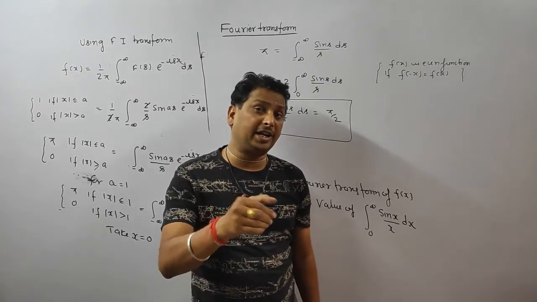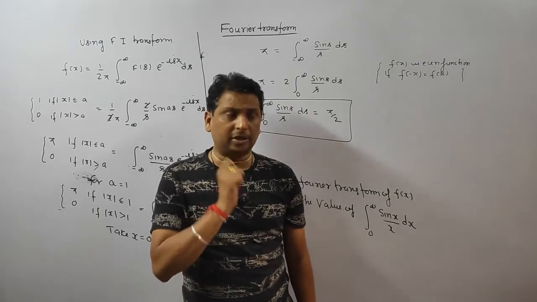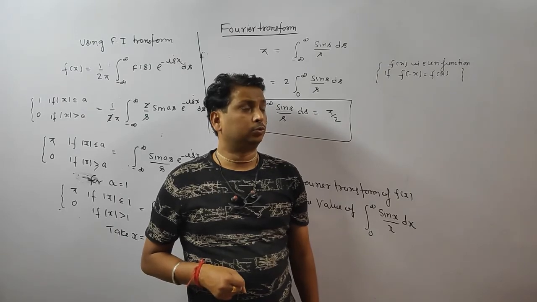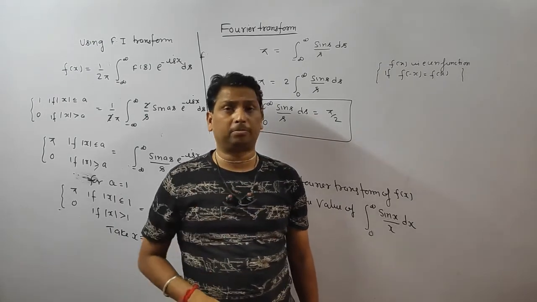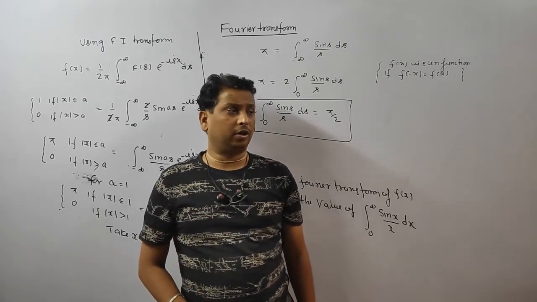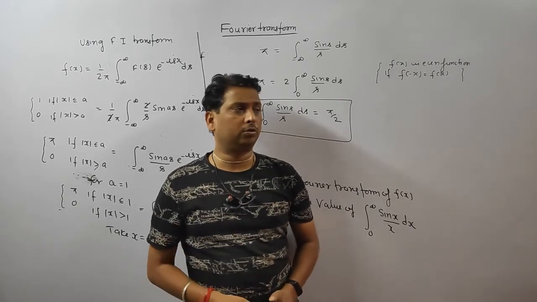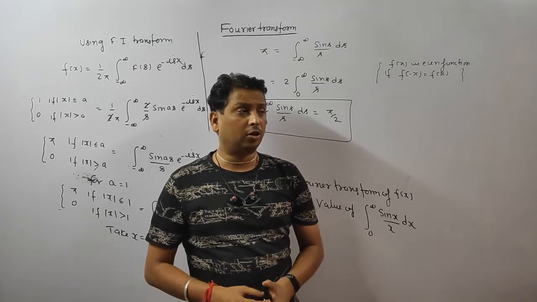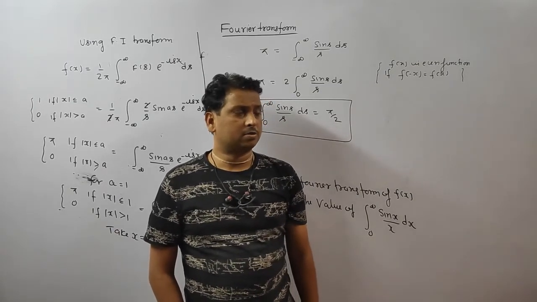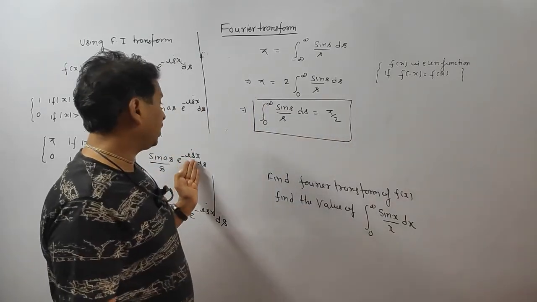Suppose they ask for an integral value, calculate the integral of this. It means they ask you to go for the Fourier inverse transform, and using that you have to calculate the integral value. There you have to choose the x value depending on what you require.